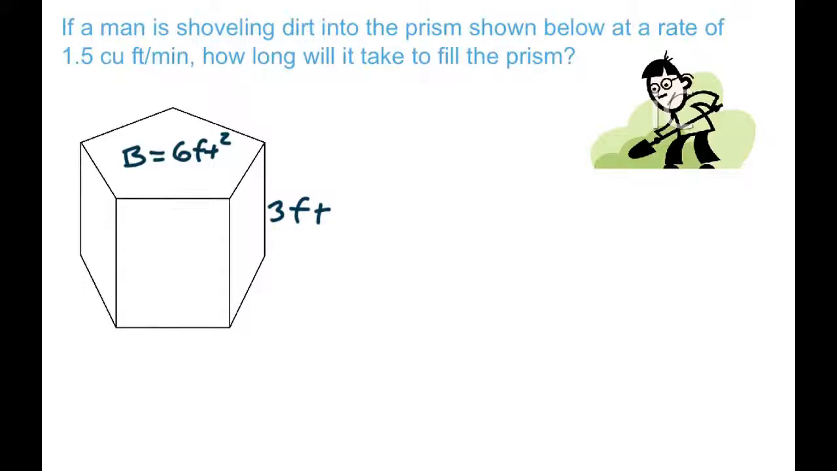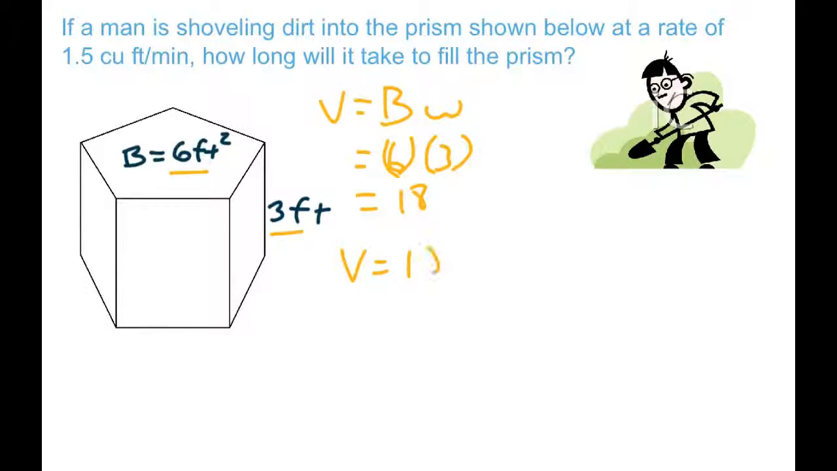Alright, last one. If a man is shoveling dirt into the prism shown below at a rate of 1.5 cubic feet per minute, how long will it take to fill the prism? Alright, we're talking about filling that prism, how much space that prism occupies, so we are obviously talking about a volume problem. So volume equals area of the base times the width. In this example, the area of the base is 6, the width is 3. 6 times 3 is 18, so our volume is 18 feet cubed.